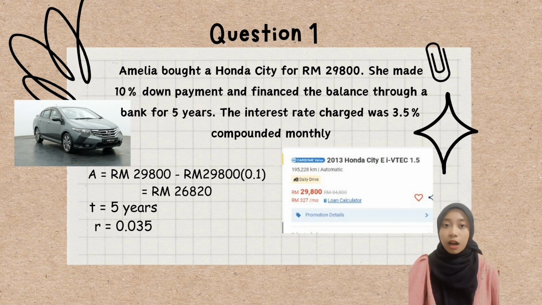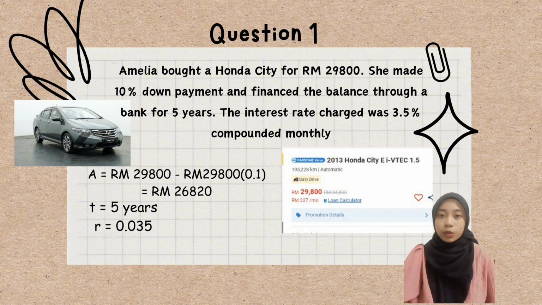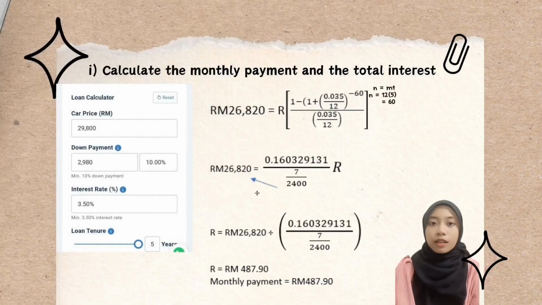Now, let's list out the information stated. We can find A by deducting the down payment amount. So, A is equal to RM 29,800 minus RM 29,800 times 0.1, equals to RM 26,820, while T is 5 years and r is 0.035. The question is, calculate the monthly payment and the total interest.